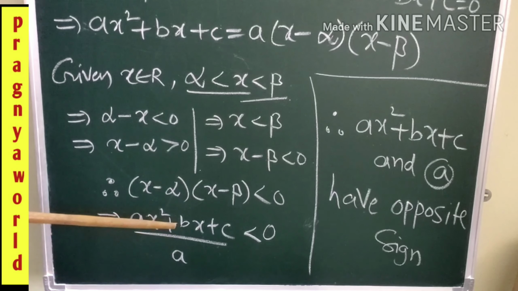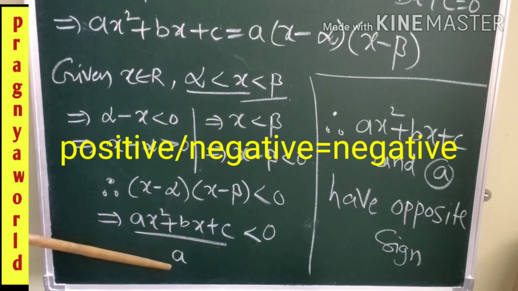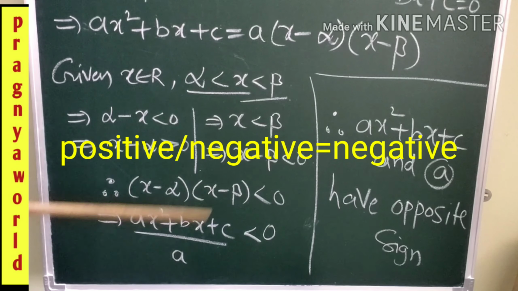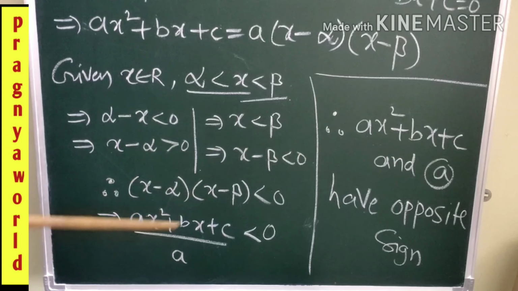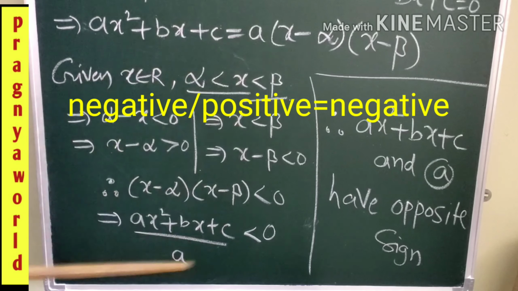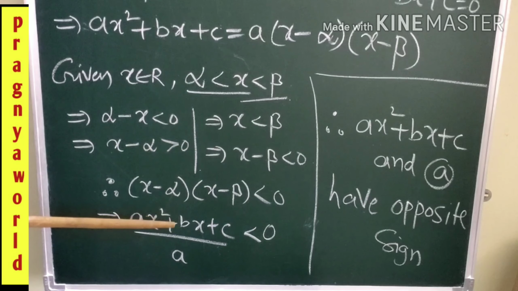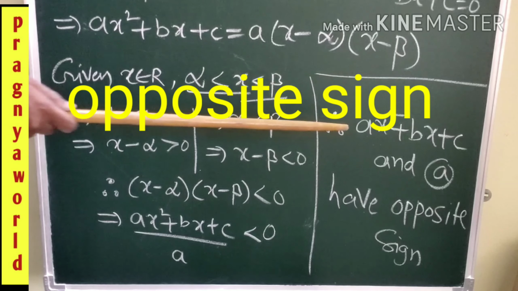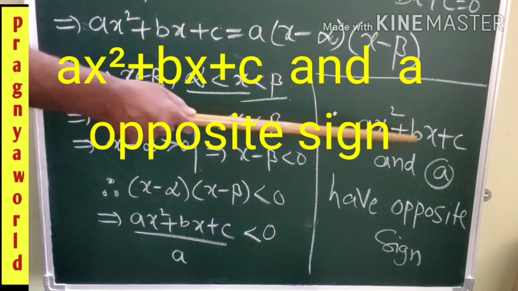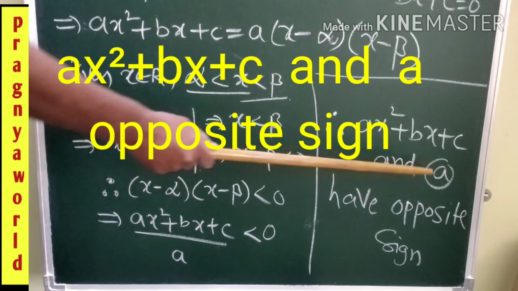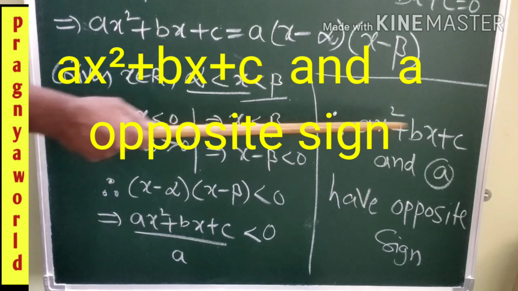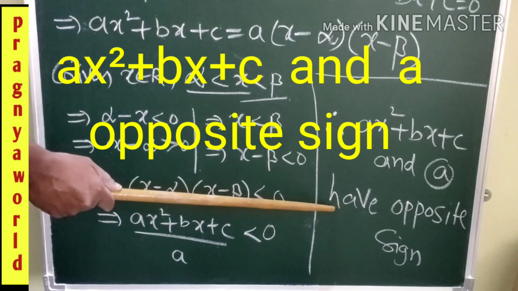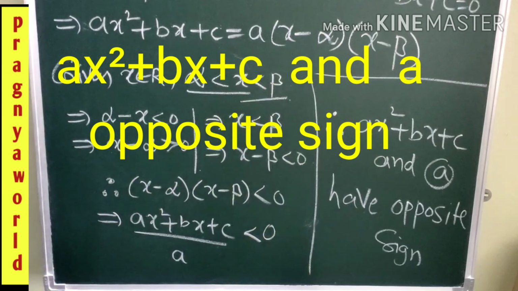When the numerator is positive and the denominator is negative, the total expression is negative. And also when the numerator is negative and the denominator is positive, the total expression is negative. So we can say that numerator and denominator have opposite sign. So the final conclusion is ax square plus bx plus c and a, this is the numerator, this is the denominator, have opposite sign.